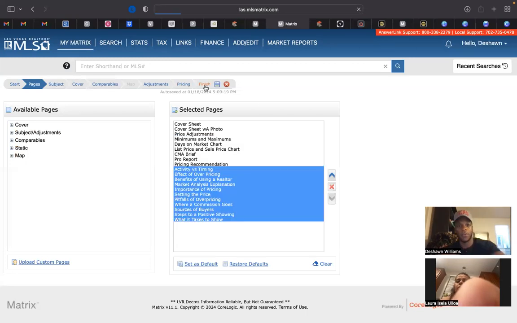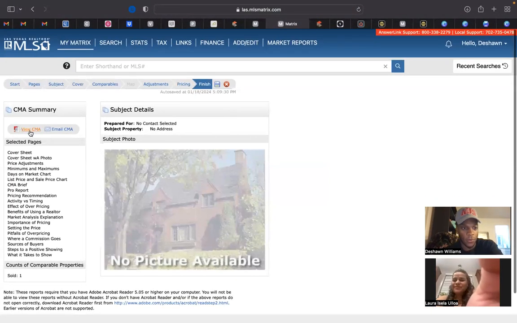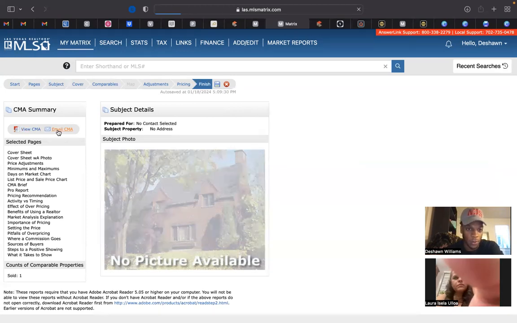So once you're done, finish. If my computer will cooperate, there we go. And you can view CMA and it'll literally pop up a PDF in your browser. Then you can save it to your computer, send it via email, or you can press email CMA and you can send it directly through your MLS.